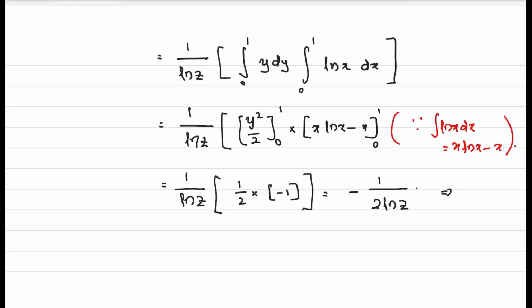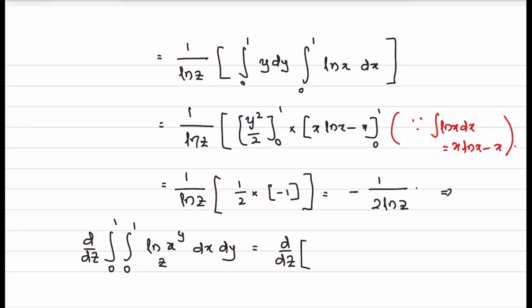What is our question? D by dz of the double integral 0 to 1, 0 to 1, ln x to the power of y to the base z, dx dy, is equal to d by dz of minus 1 by 2 ln z.